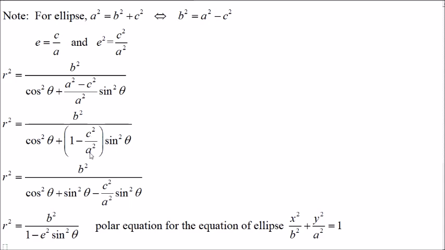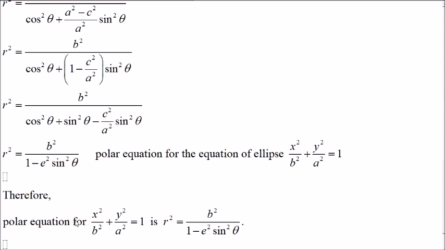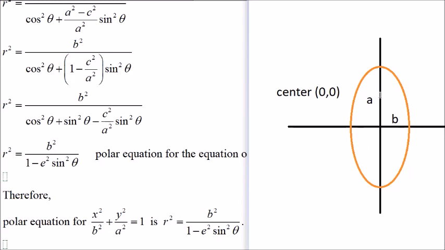c squared over a squared is e squared. And so we end up with r squared equal to b squared divided by 1, since cosine squared plus sine squared is 1, minus e squared times sine squared theta. And therefore the polar equation for this ellipse, which is this type of ellipse, is r squared equal to b squared divided by 1 minus e squared times sine squared theta.